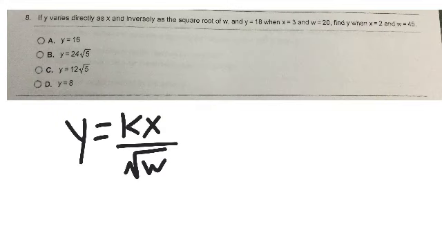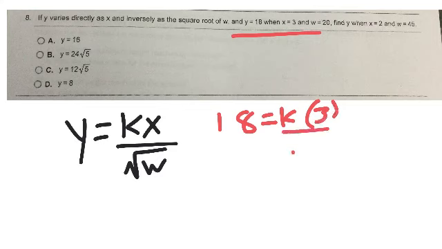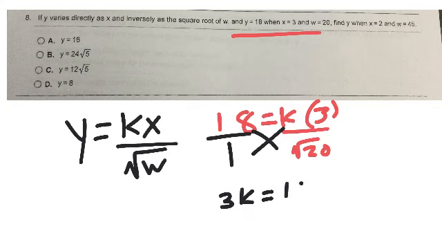Now I've got one situation here. I plug in all those numbers so I can find k. So that's going to be 18 equals k times 3 over the square root of 20. And then I want to simplify this. So I would cross multiply. So that's going to be 3k equals 18 radical 20.